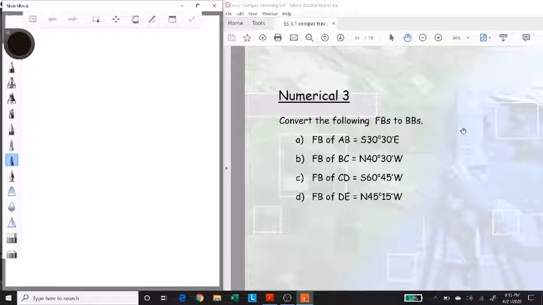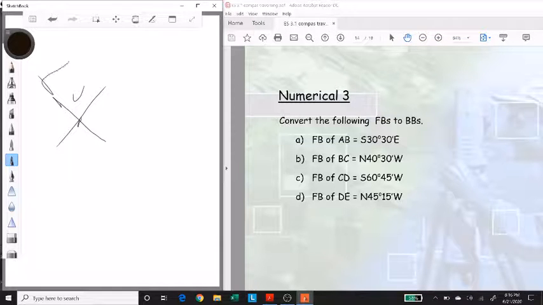See, the fore bearing of the line CD is south 60 degrees 45 minutes west. So in order to start, we need to make the grid at the point C, and the fore bearing while standing at C looking at D is south 60 degrees 45 minutes west. So that means it would be in this quadrant over here. And starting from the south, the bearing is 60:45.